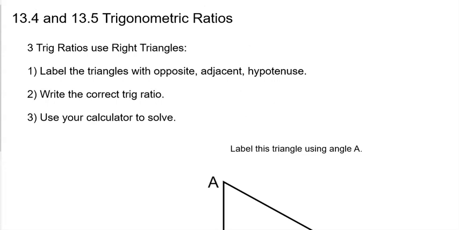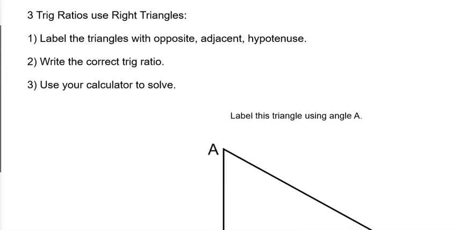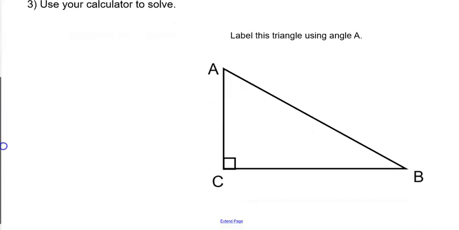All right, so new stuff. There are 3 trig ratios using right triangles. We're going to label the triangles with the words opposite, adjacent, hypotenuse. Then we're going to write the correct trig ratio and solve. So, on this one, we're just labeling it. So, it says using angle A. Well, the easiest one is always the hypotenuse. There's no thought there. It's always opposite the right angle.